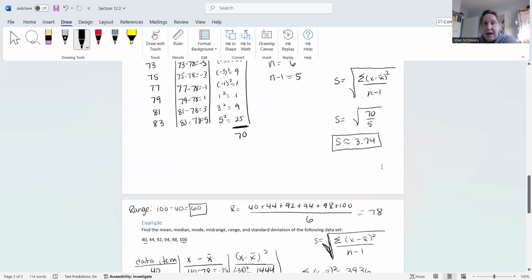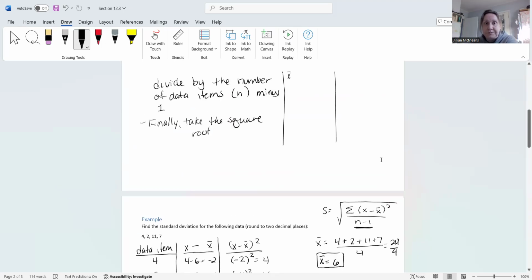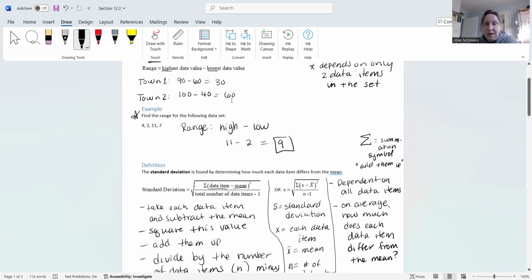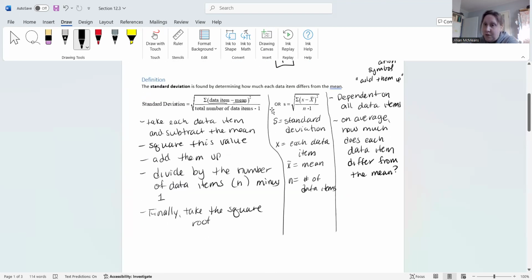So there you have it. That is calculating range and standard deviation. Again, the range is super easy: you just take the highest minus the lowest. For standard deviation, none of the individual calculations are difficult, but there are a lot of them, so it's a little bit more involved.